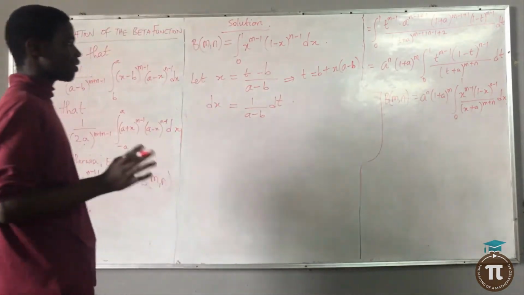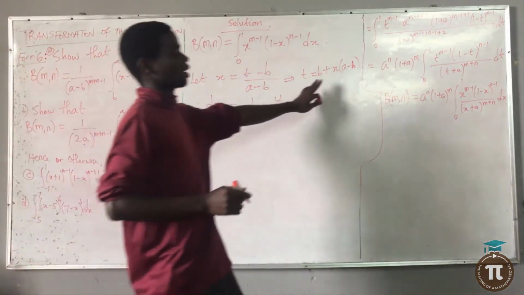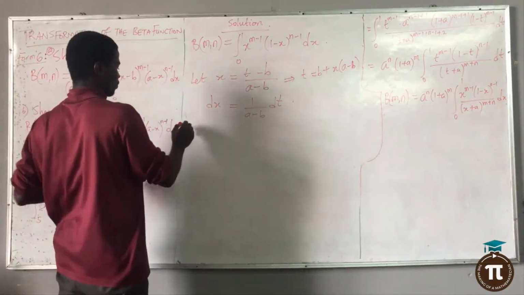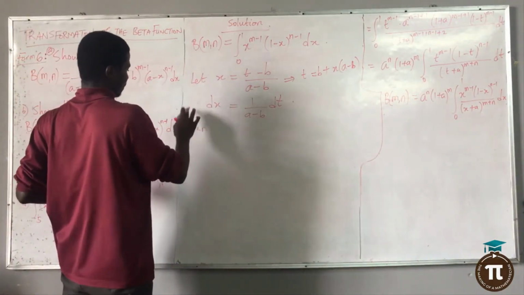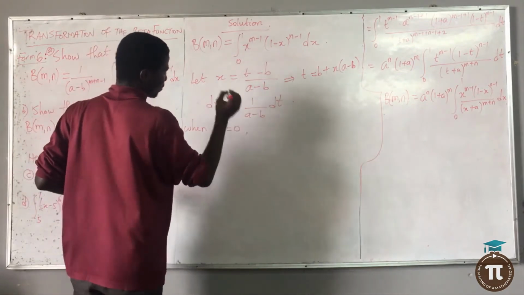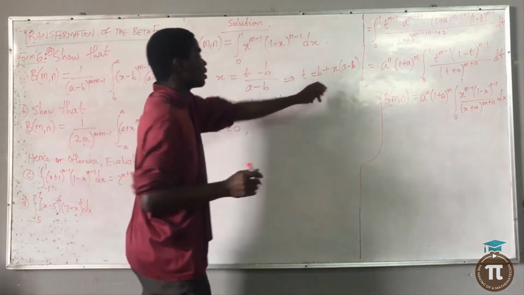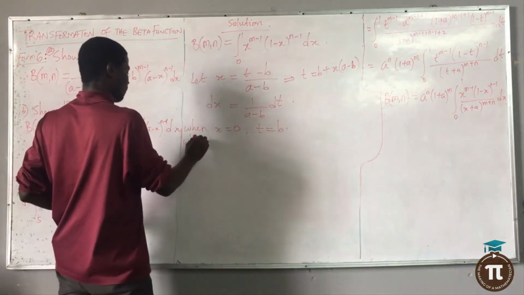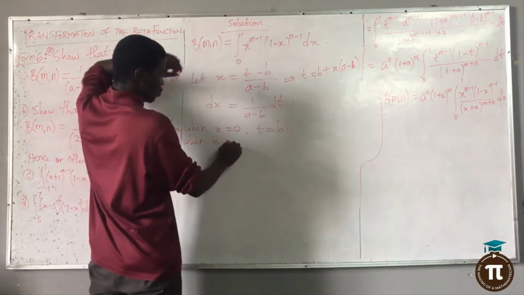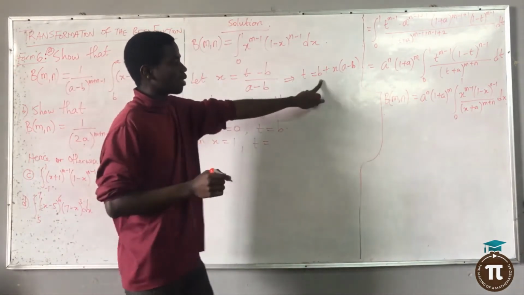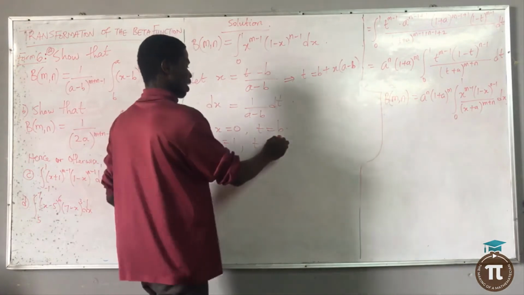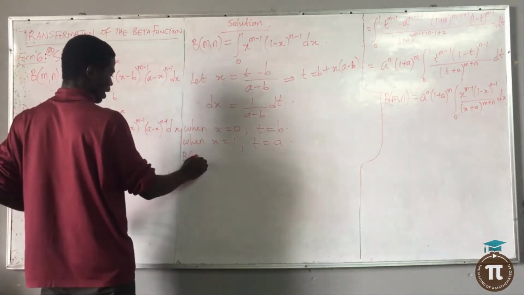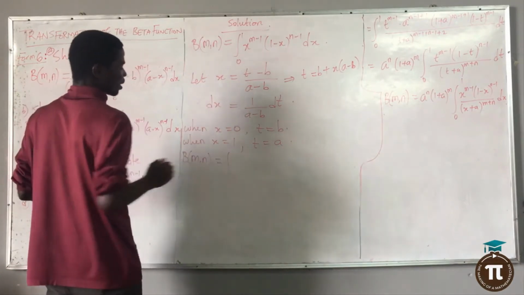b plus s times (a minus b). That is what t will be in this case. So now when s is 0, it means that t will be b. And when s is 1, that will be b plus a minus b, so t will be a.